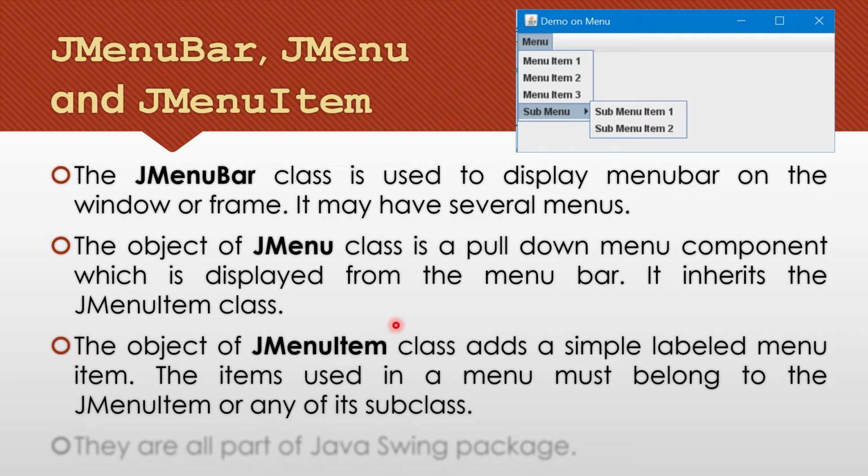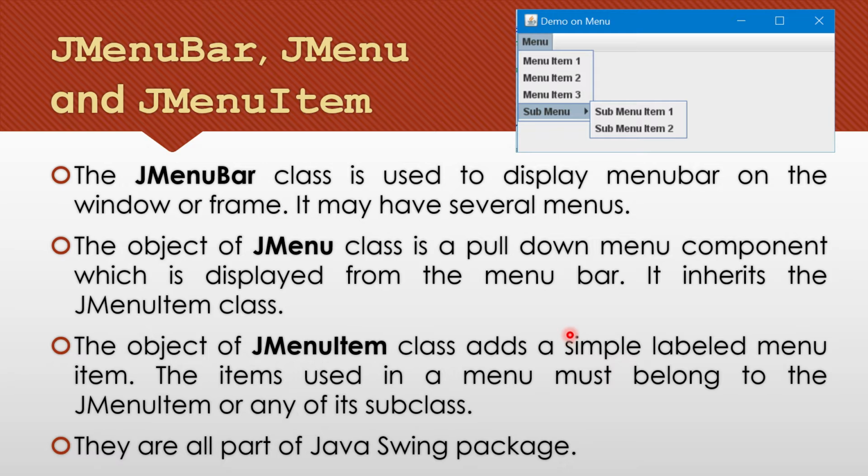The object of JMenuItem class adds a simple labeled menu item. The items used in a menu must belong to the JMenuItem or any of its subclass. So in this example, the declared JMenu items are menu item 1, menu item 2, menu item 3, submenu item 1, and submenu item 2, because there are no items under them. And they are all part of Java Swing package.